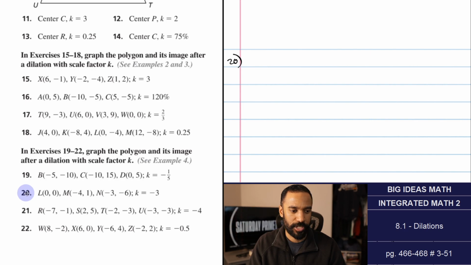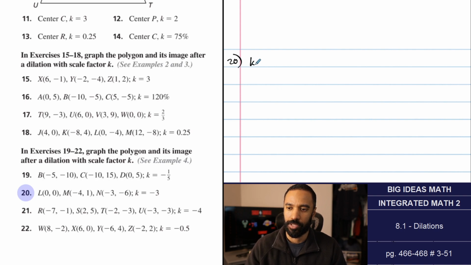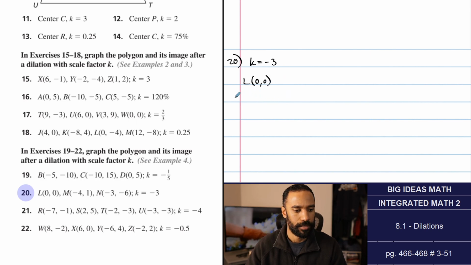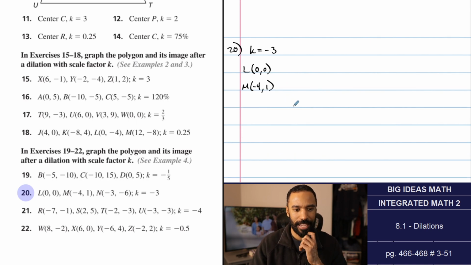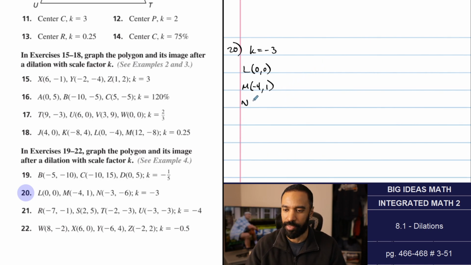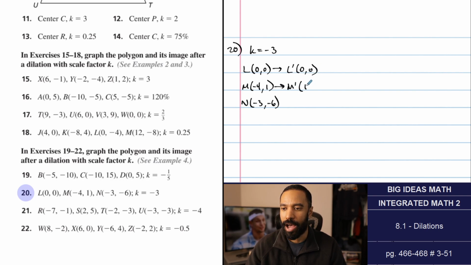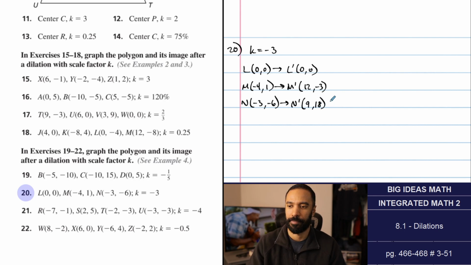L is at the origin, and we're centered at the origin, so that all works out. Oh, K, by the way, is negative 3. K equals negative 3. L is at the origin. M is not at the origin. N is negative 3, negative 6. Yeah, we're going to have to double these again because of that. So negative 3. Thanks, N. L prime still at the origin. M prime is at positive 12, negative 3, multiplying by the negative 3. And N prime is at positive 9, positive 18.